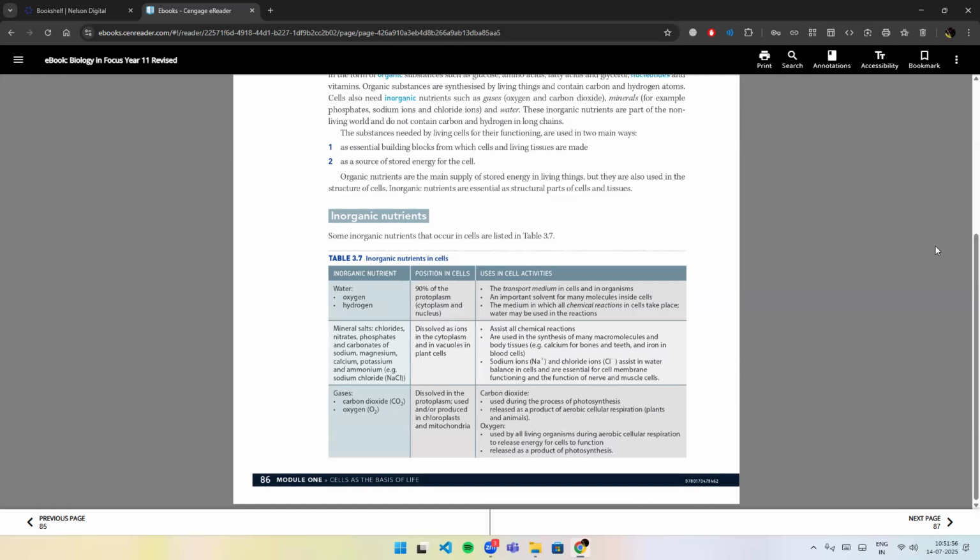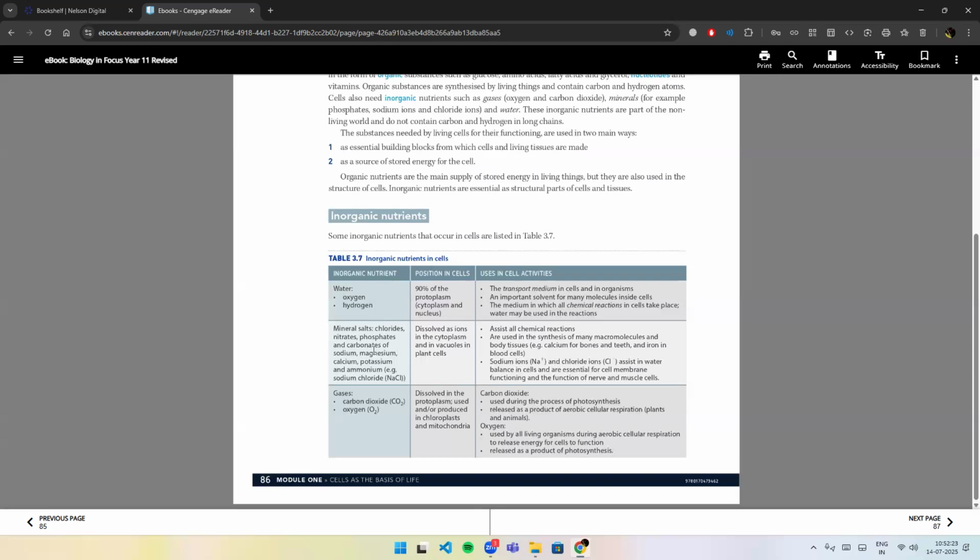Inorganic nutrients. Some inorganic nutrients that occur in cells are listed in table 3.7. Water, oxygen, hydrogen: 90% of the protoplasm, cytoplasm, and nucleus. The transport medium in cells and in organisms, an important solvent for many molecules inside cells, the medium in which all chemical reactions in cells take place. Water may be used in the reactions.